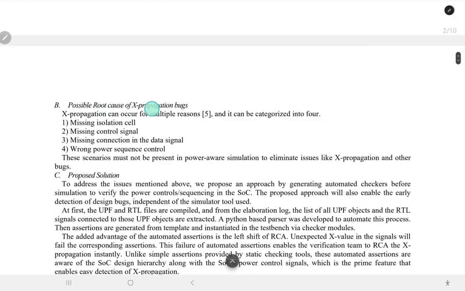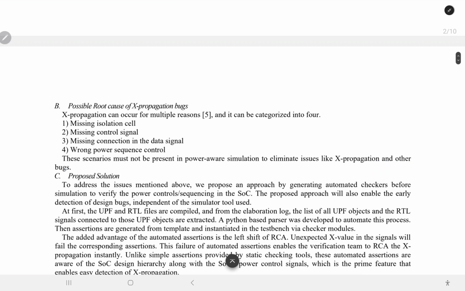Possible root causes of X-propagation bugs. X-propagation can occur for multiple reasons and can be categorized into four: 1. Missing isolation cell, 2. Missing control signal, 3. Missing connection in the data signal, 4. Wrong power sequence control. These scenarios must not be present in power-aware simulation to eliminate issues like X-propagation and other bugs.